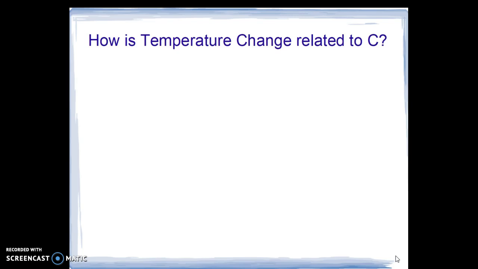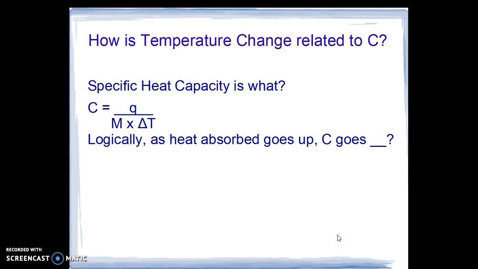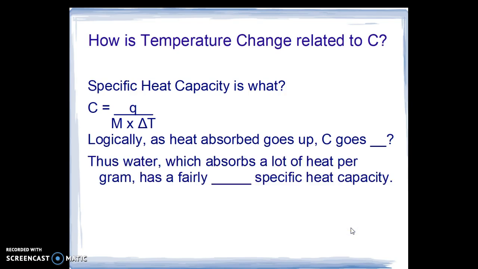How is temperature change related to the specific heat capacity of a substance? Specific heat capacity is Q over m delta T, if we solve the MCAT formula for C. So logically, as the heat absorbed goes up, that's in the numerator, the specific heat capacity will go up. Now, thus water, which has a high specific heat capacity, absorbs a lot of heat per gram.